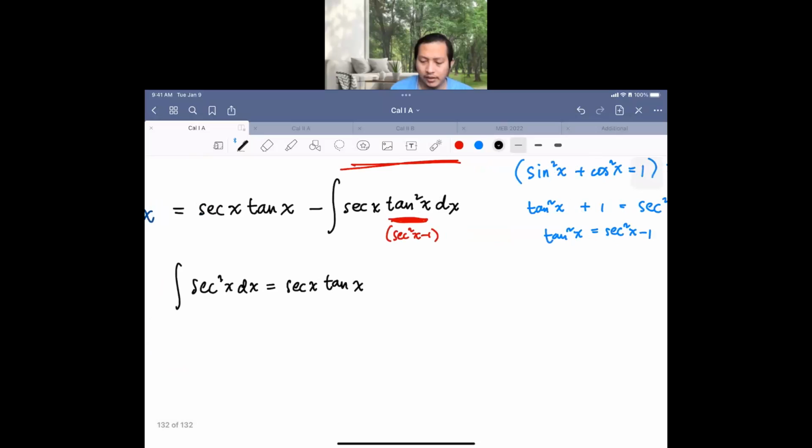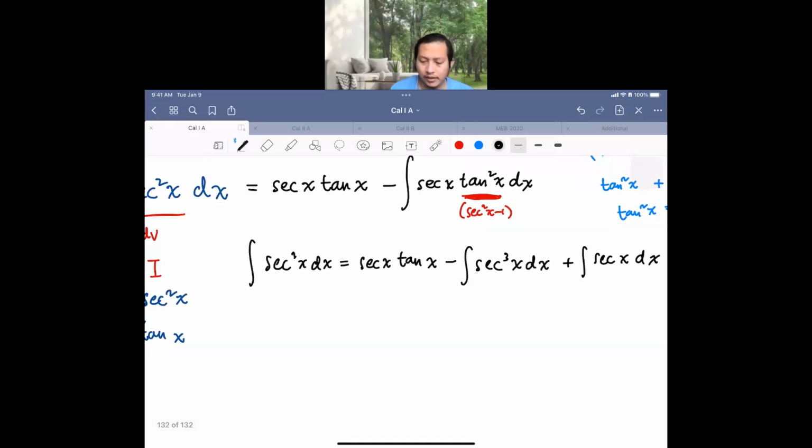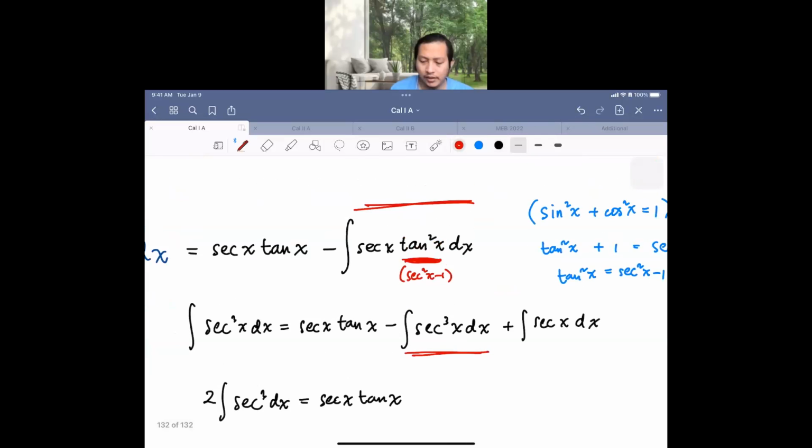Now this becomes minus the integral of secant cube x dx, and then minus secant x, or multiply with minus becomes plus, plus the integral of secant x dx. I think we can move the secant cube, right? We can move the secant cube, so 2 times the integral of secant cube dx is equal to secant x tangent x, and then we still have the secant x.